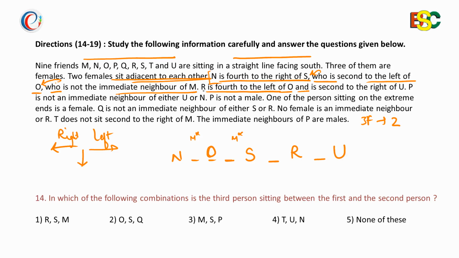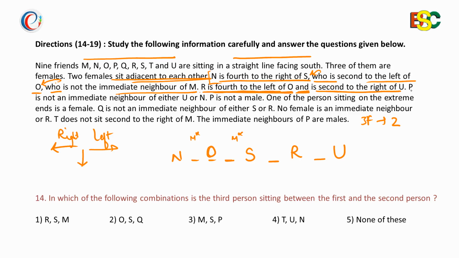See, carefully read this sentence. Here it says R is fourth to the left of O, and this "and" is connecting these two sentences. After joining these sentences with "and", the second sentence says "is second", which means R is second to the right of U.